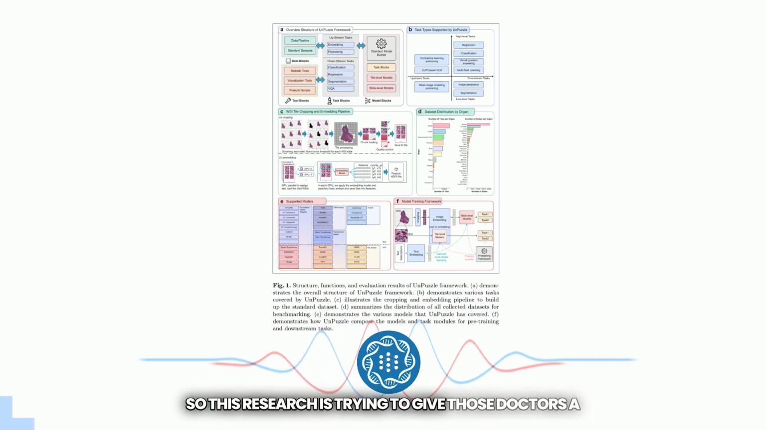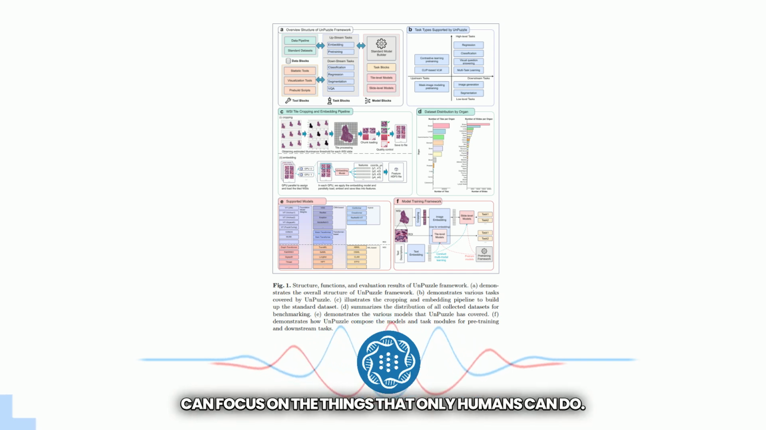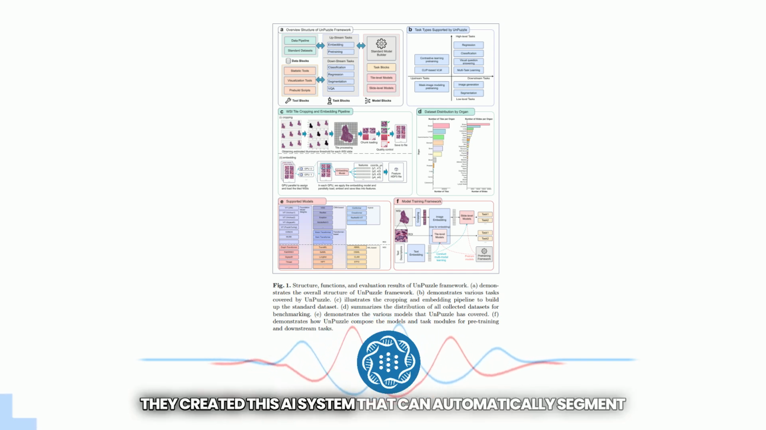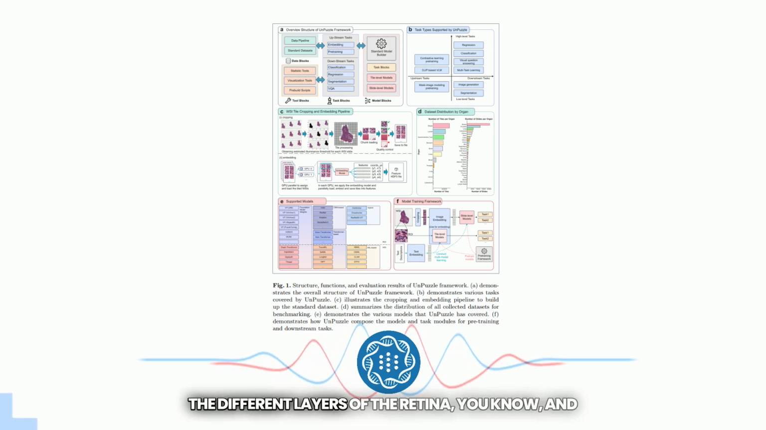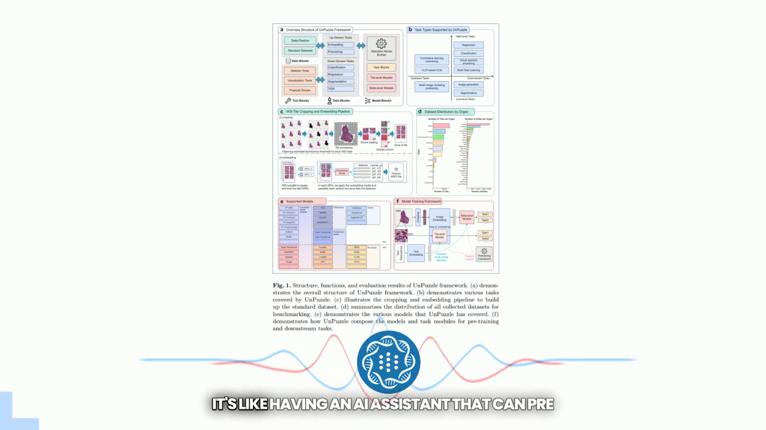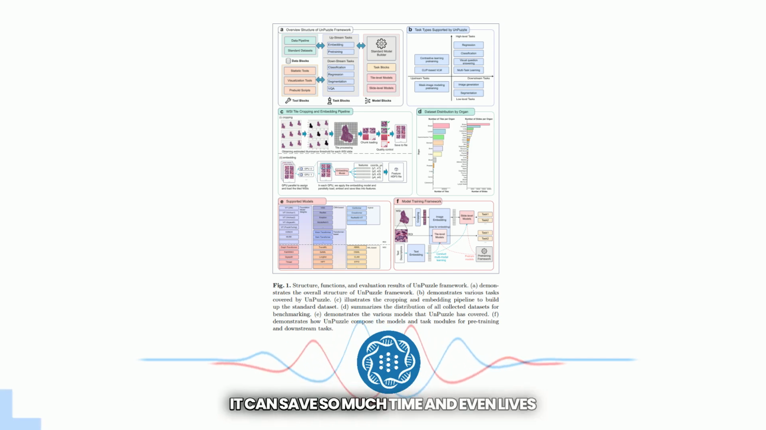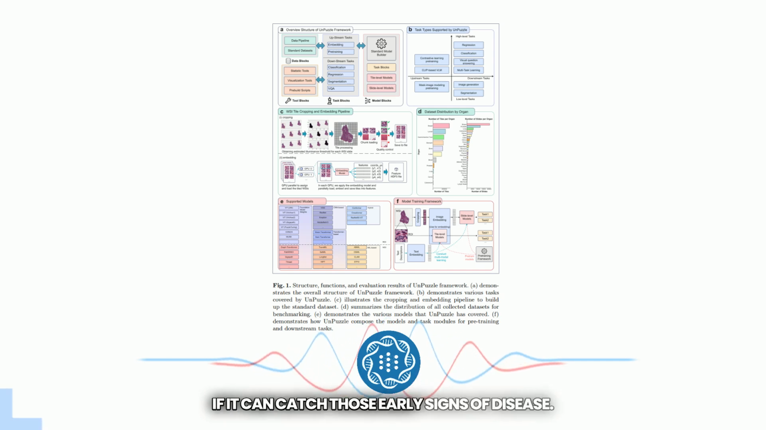So this research is trying to give those doctors a helping hand, right? Like free up their time so they can focus on the things that only humans can do. Exactly. They created this AI system that can automatically segment the different layers of the retina, and detect those really subtle signs of disease. It's like having an AI assistant that can pre-screen those images and highlight any potential problems. That's amazing. It can save so much time and even lives if it can catch those early signs of disease.